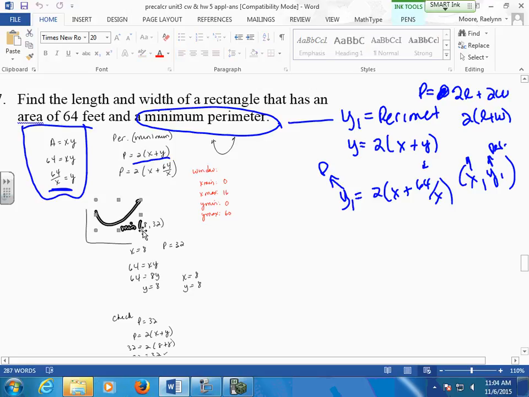Okay? When you get your point, remember that your XY is your perimeter. This is your X over here. This is your perimeter, your minimum perimeter. So take this X side and put it back in here and find out your Y.